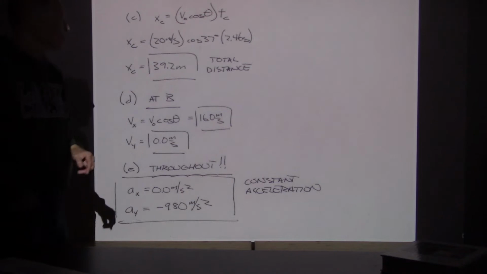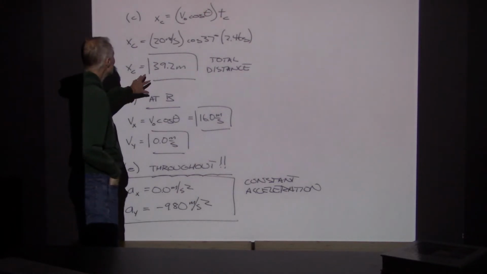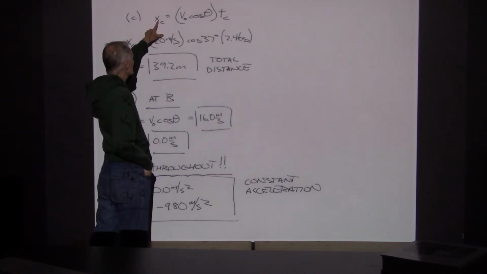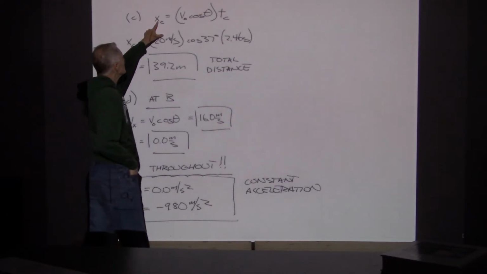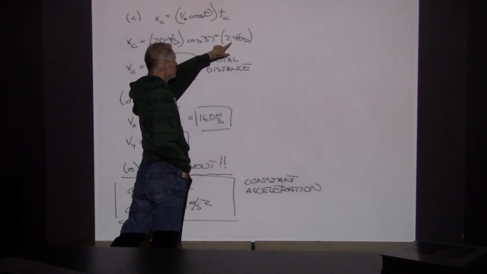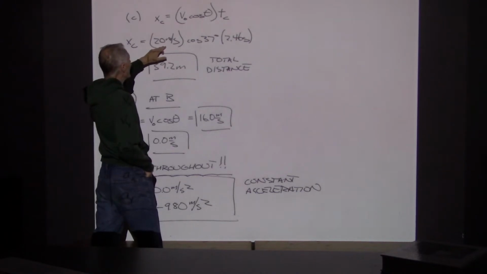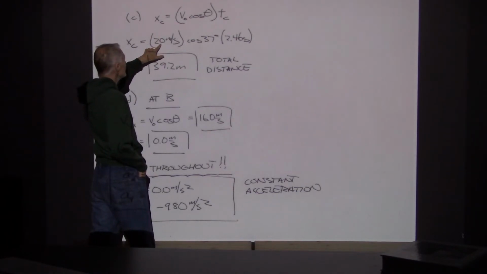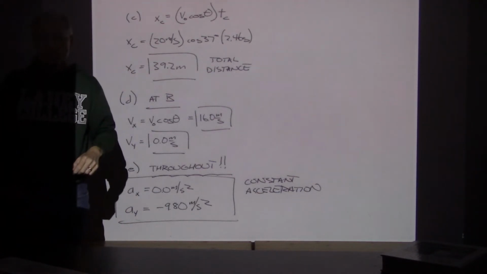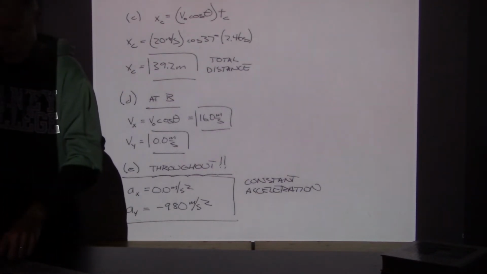Let's ask some more questions. What's the total distance traveled? To find out how far we've traveled, we could start looking in the x direction and say at point C, we will have been traveling for 2.46 seconds. And we've been traveling at a speed of 20 meters per second times the cosine of 37. Total distance should be 39.2 meters. That's a pretty good kick.